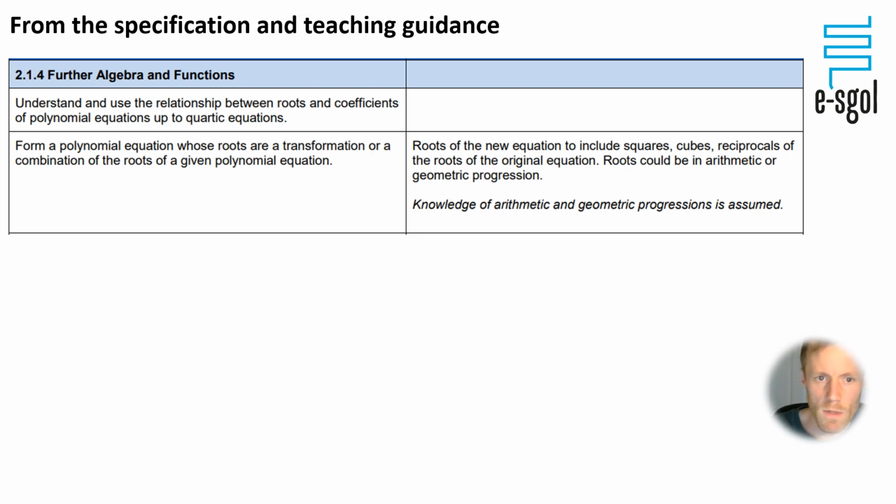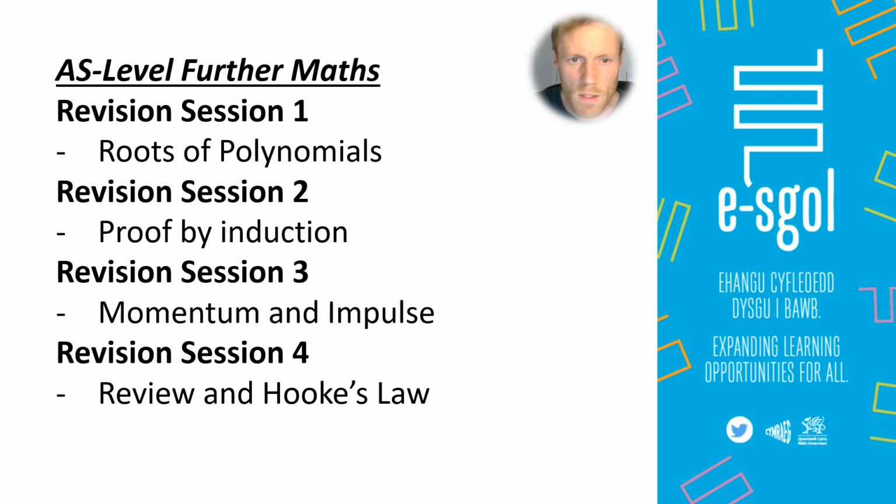Okay, so I think we've covered everything on the roots of a polynomial section of the specification. We've looked at the relationship between the roots and the coefficients. We've had a look at situations where the roots are a transformation or some kind of combination. We've thought about arithmetic and geometric progressions. And we've also had a look at how many roots we would get in certain situations. Okay, so that's completed our session on the roots of a polynomial.